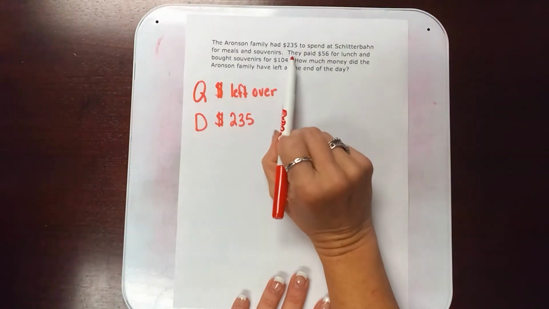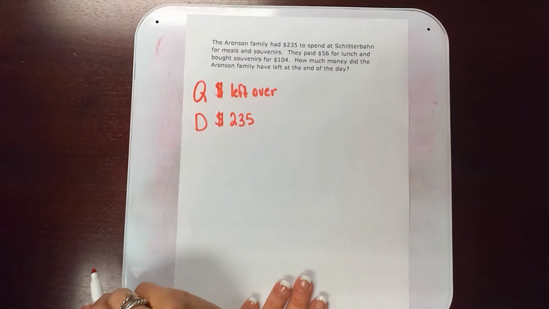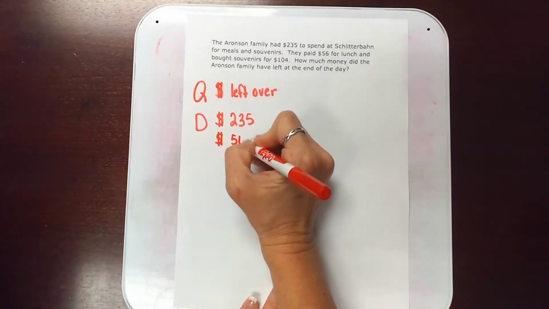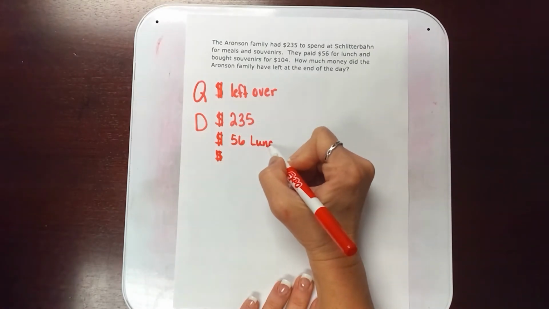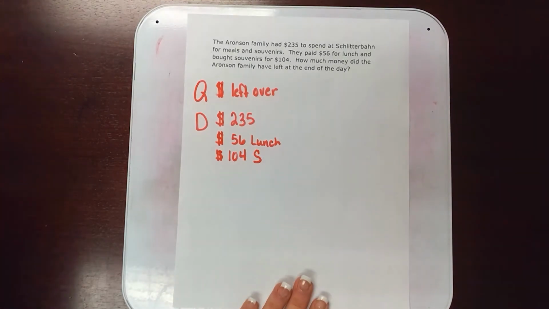No. So we go to the second sentence. They paid $56 for lunch and bought souvenirs for $104. Boys and girls, is there any information in that sentence I need that will help me figure out how much money the Aronson family had left over? Yes. We need to know they spent $56, and you can put lunch, and they bought souvenirs for $104. You can just put an S for souvenirs, however you want students to do it. The less they write, the better, but you want them to write enough for understanding, okay?